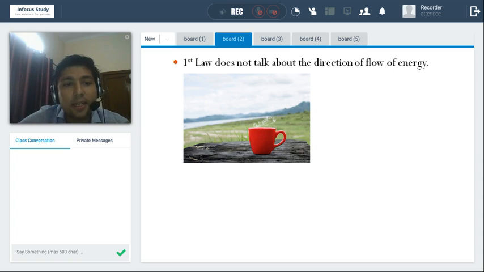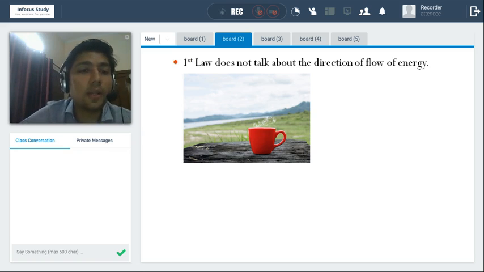So in other words, we can say that the heat from the coffee will flow out to the atmosphere. That's why it starts cooling. That means the heat is flowing from the coffee towards the atmosphere. And what will happen if it goes the other way? Can the heat flow from the atmosphere towards the hot cup of coffee? Can it go back? According to the first law, it can, because the first law only states that energy is conserved. Energy changes from one form to another form. It does not talk about whether energy will flow from hot to cold or cold to hot.